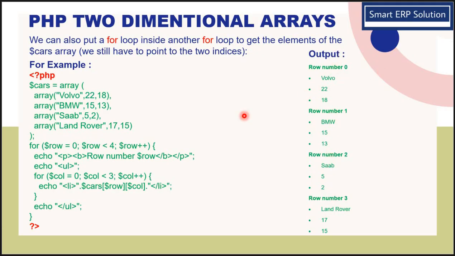Row number 0, within the ul and li: Volvo 22 18. For row number 1, BMW 15 13. For row number 2, Saab 5 2. For row number 3, Land Rover 17 15. You can take a screenshot of this and check on your own.